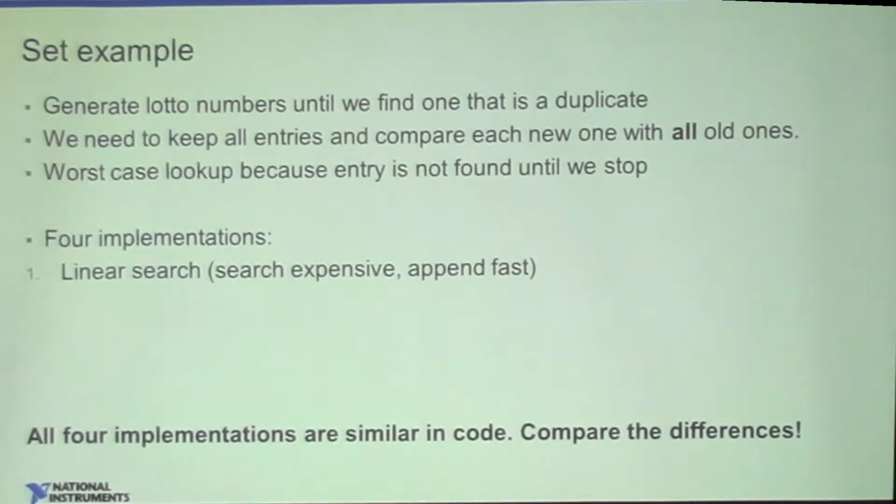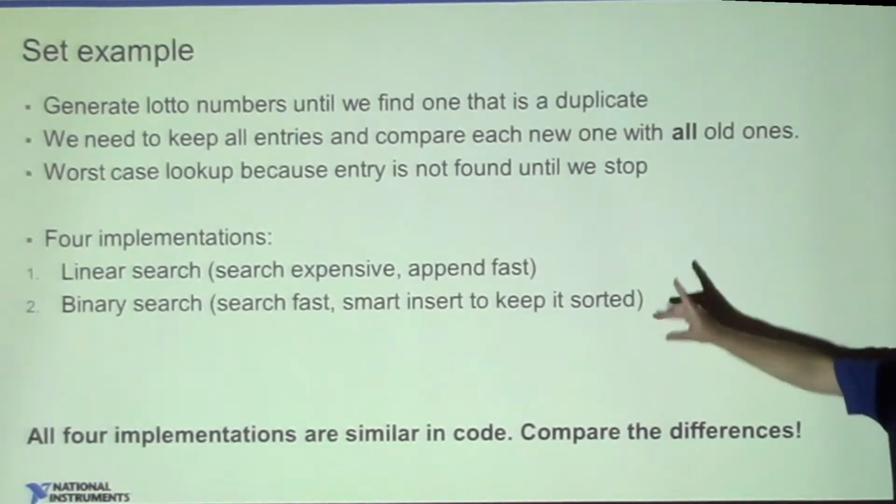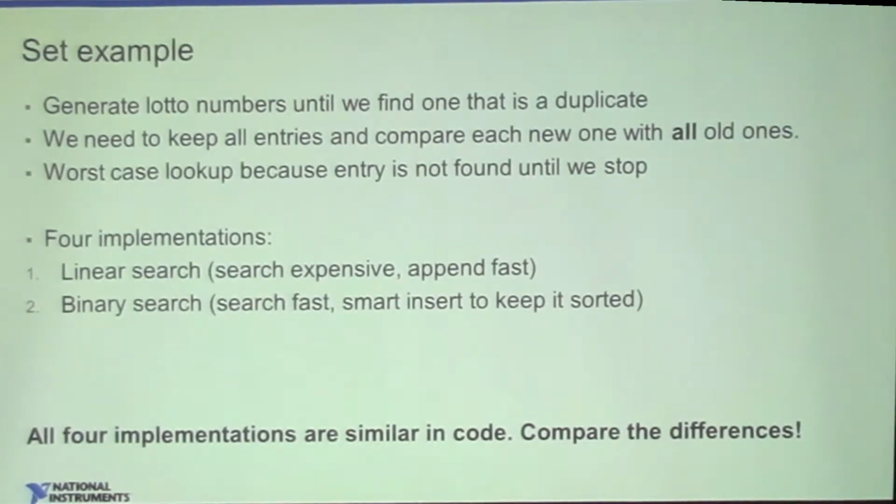So I did 4 different implementations. Linear search: each one I cast to a string, add it to a string array, and then I search in that array if it already exists, and stop when it does. A binary search is much faster, but we have to keep the array sorted, so we have to do a smart insert to keep it sorted, which requires quite a bit of code and debugging.